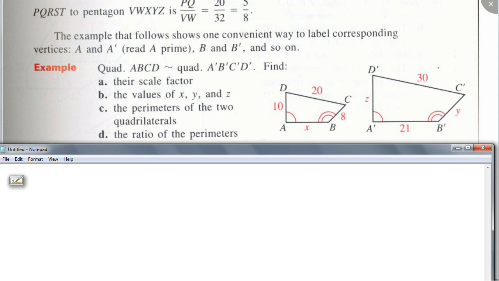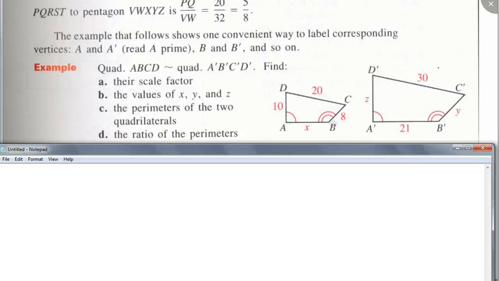Yes. So what do you think? Notice you have two quadrilaterals, right? One of them is A, B, C, D. The other is A prime, B prime, C prime, D prime. Why do you think they say it's a convenient way to label these corresponding vertices? Hint, to label the corresponding vertices. Why do you think? Yes, Samantha?